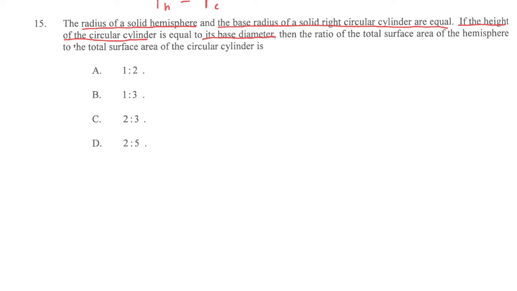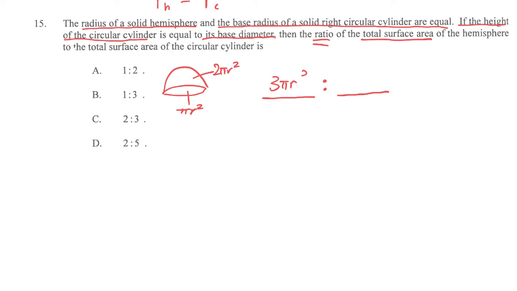With that all done, they told us to find the ratio of the total surface area of a hemisphere and the total surface area of a circular cylinder. If we talk about a hemisphere, we have 2 pi r square on the top, and then a flat surface of a circle, which is pi r square. Hence in total, the total surface area is 3 pi r square, and this is a hemisphere, so radius of h.